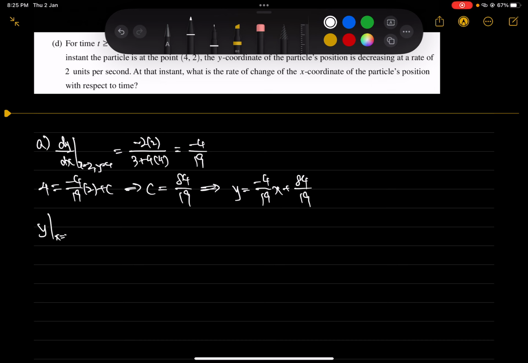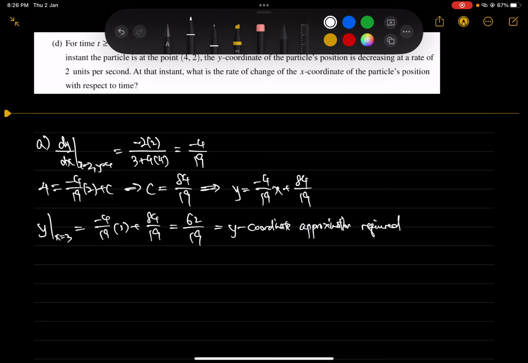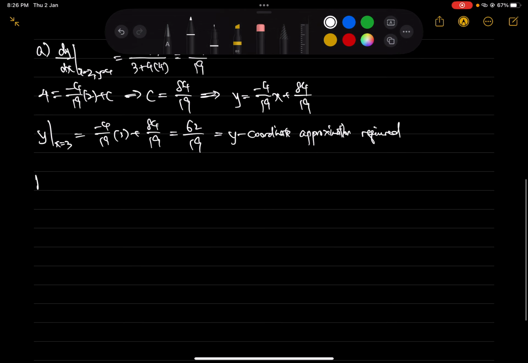Let's put in x equals 3 in there to do approximations. This is just 84 minus 12 over 19. So this is the y coordinate approximation required. That's part A. I think that was like 2 to 3 minutes.